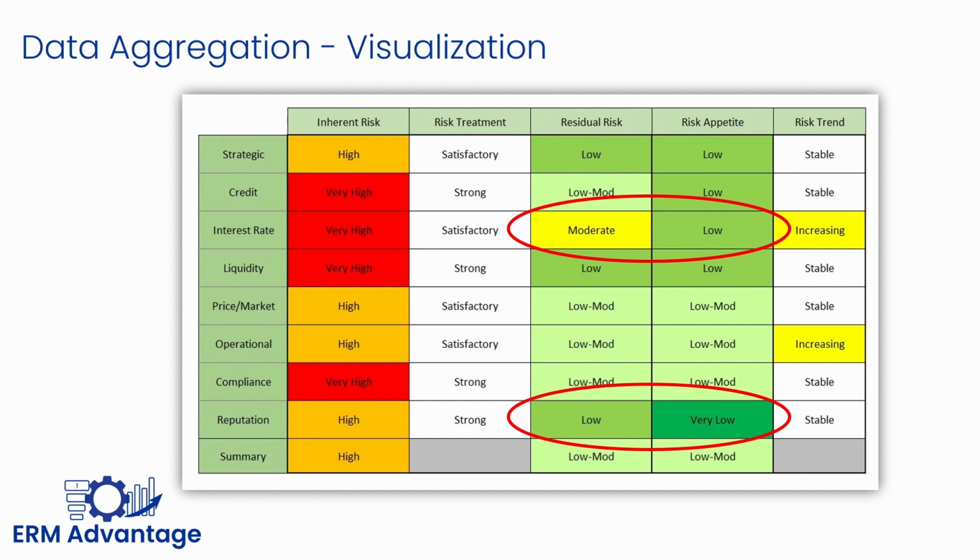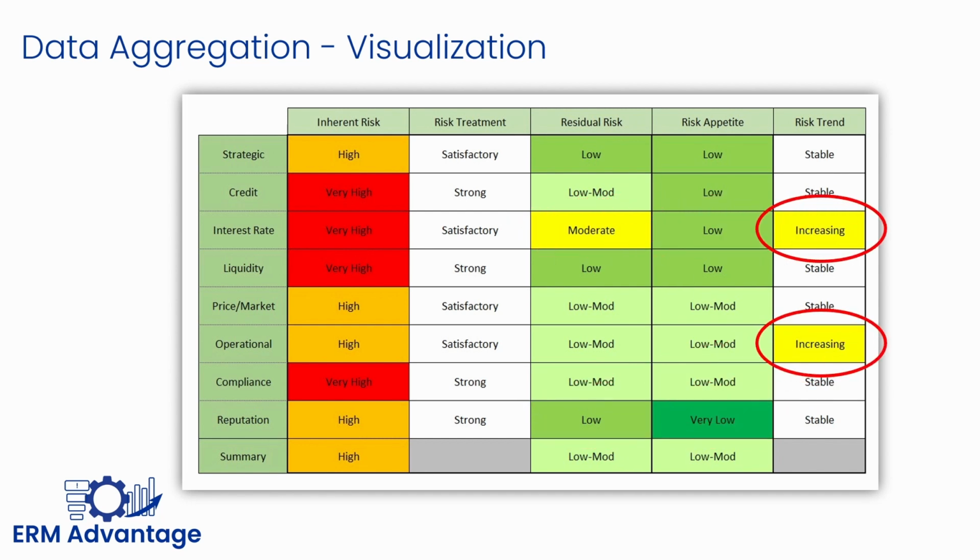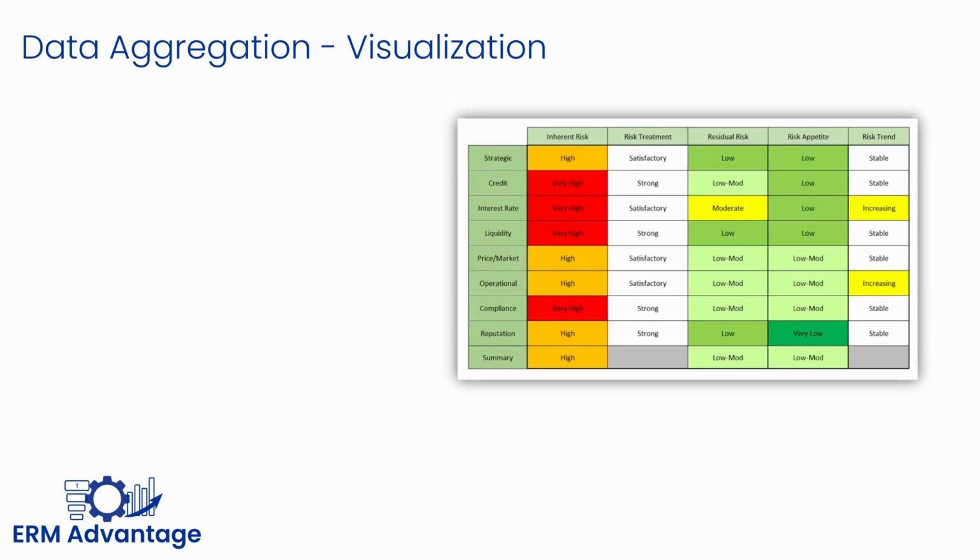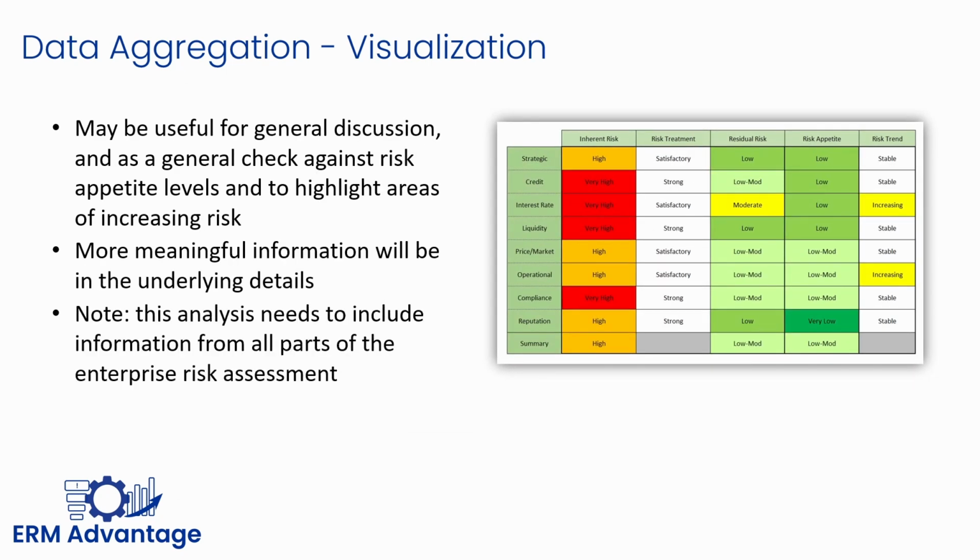Again, this can be good especially where there may be areas where we think the current is not lined up with our appetite, and we say, why? Why is that the case? Are we taking too much risk, too little risk? As well as maybe have some conversation around trends where there's increasing levels, etc. So this can aid general discussion, particularly as a general check against risk appetite and where there may be areas of increasing risk. But really all it's good for is just a high-level conversation.